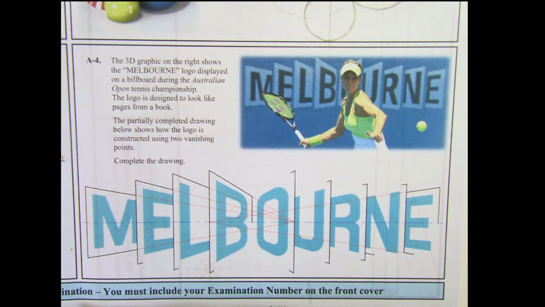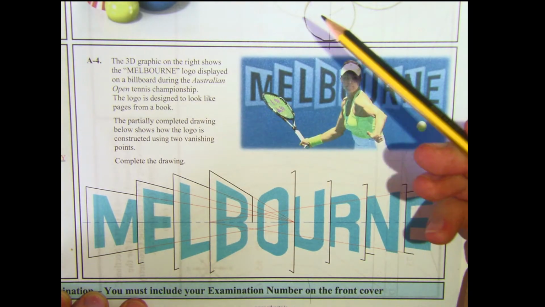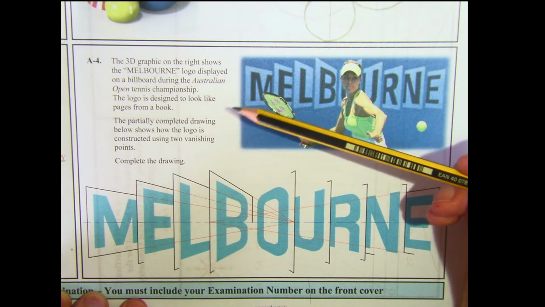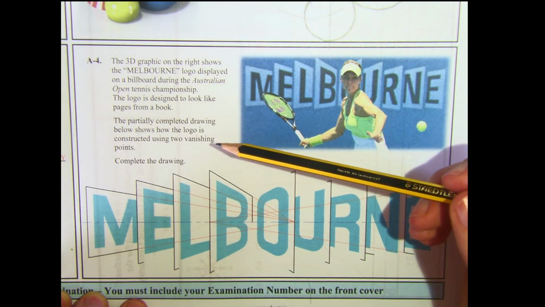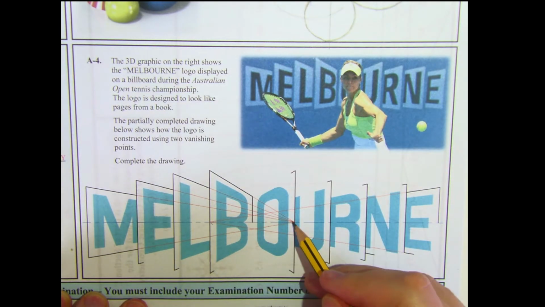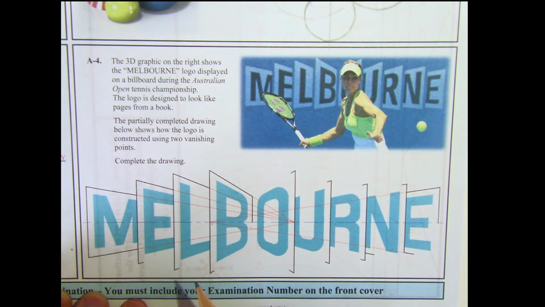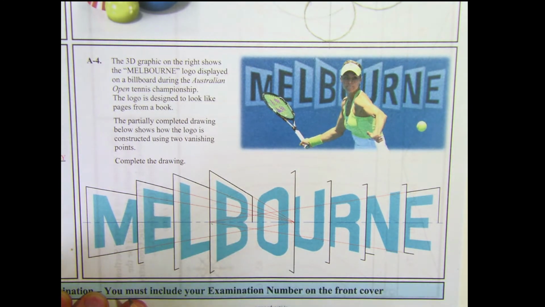The final question on this paper is question A4, which is a perspective question. So the 3D graphic on the right shows the Melbourne logo displayed on a billboard. The logo is designed to look like pages from a book. The partially completed drawing below shows how the logo is constructed using 2 vanishing points. So a vanishing point here for all the pieces on the right, vanishing point here for all the pieces on the left. To complete the drawing is what we need to do.